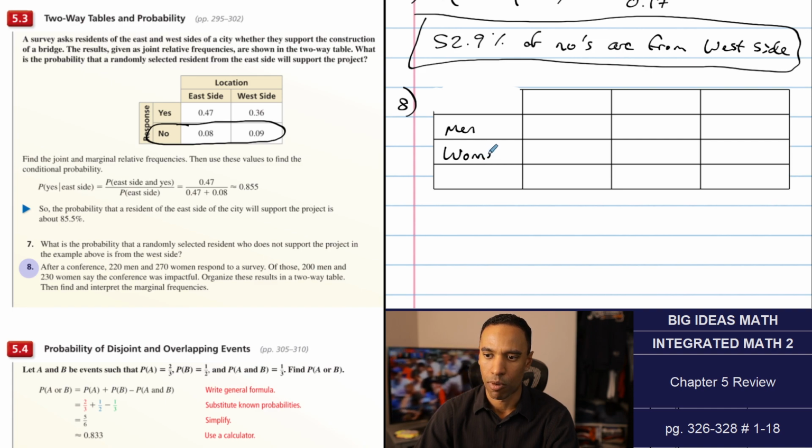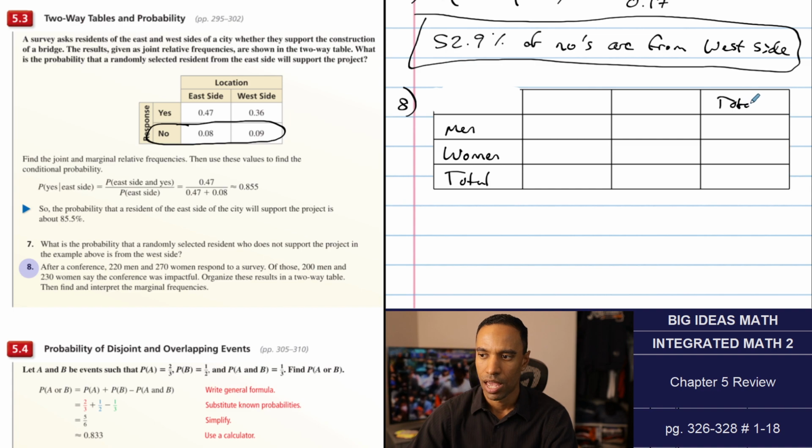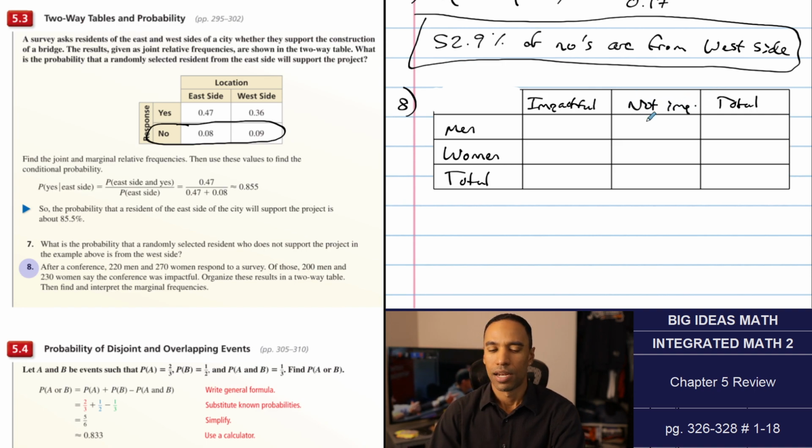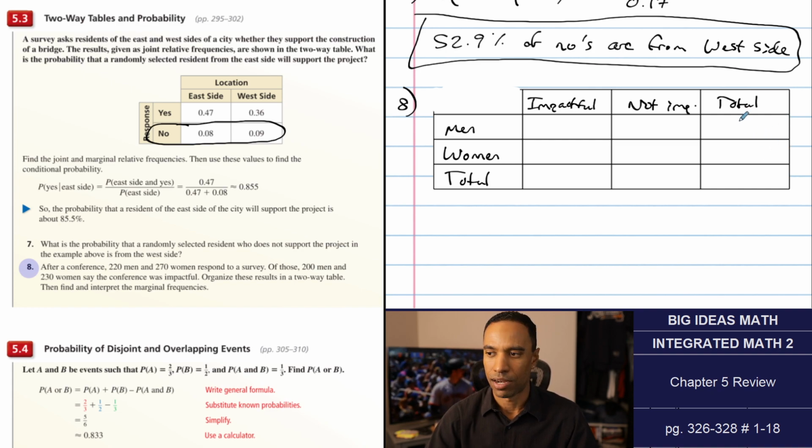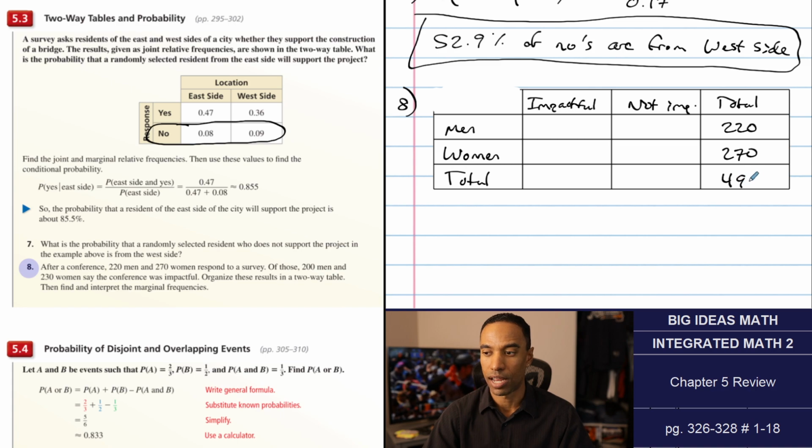Now we're going to have these things called marginal frequencies, which represent the totals. We kind of talked about totals a second ago. And we're going to talk about impactful conference versus not impactful. Now, they said there were 220 men in total and 270 women in total. That makes 490 total people.